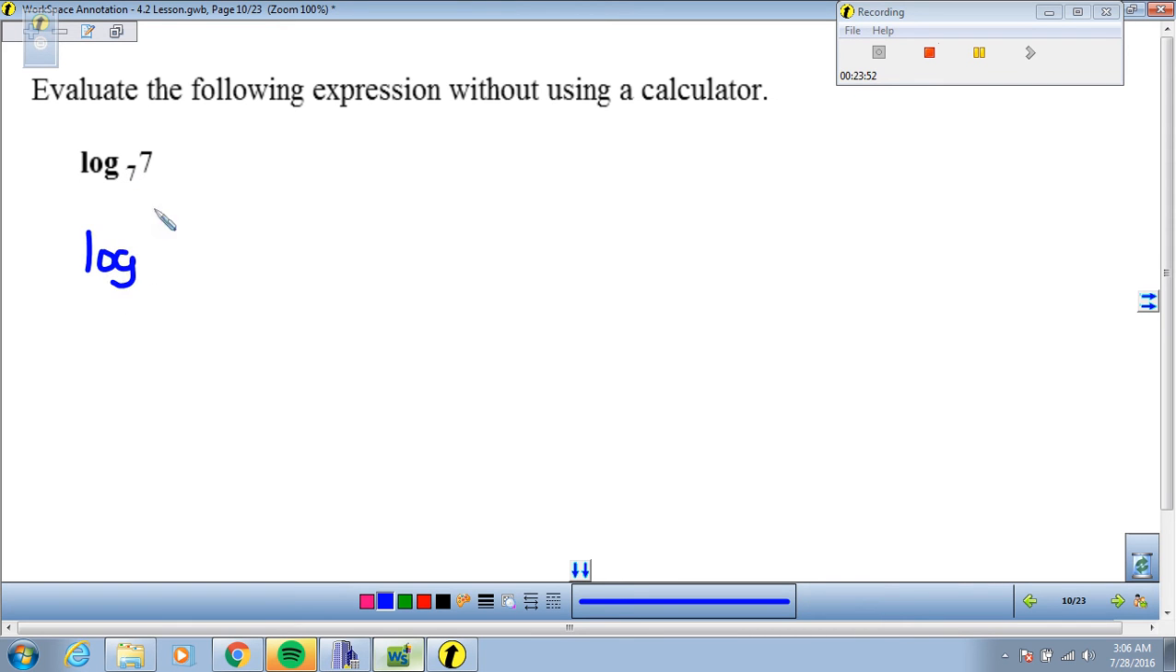Log, I know it looks like it was 7 raised to the 7, but this little 7 is the base of the logarithm. So remember, when this number and this number are the same, the answer is 1. How could that be? Explanation of, or how to solve it, just like I did right now.